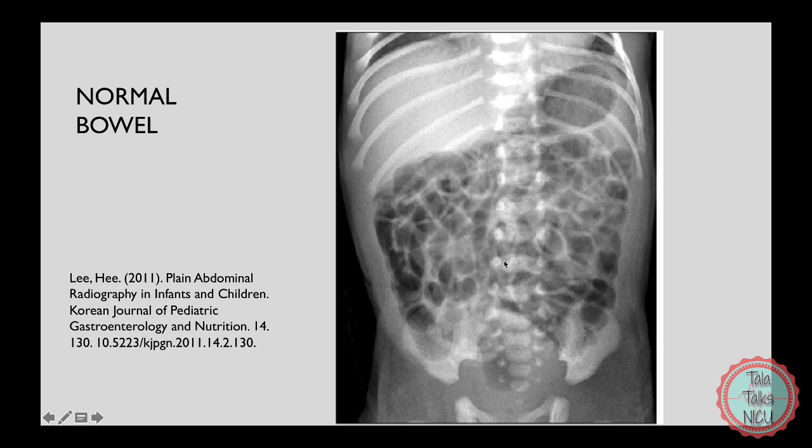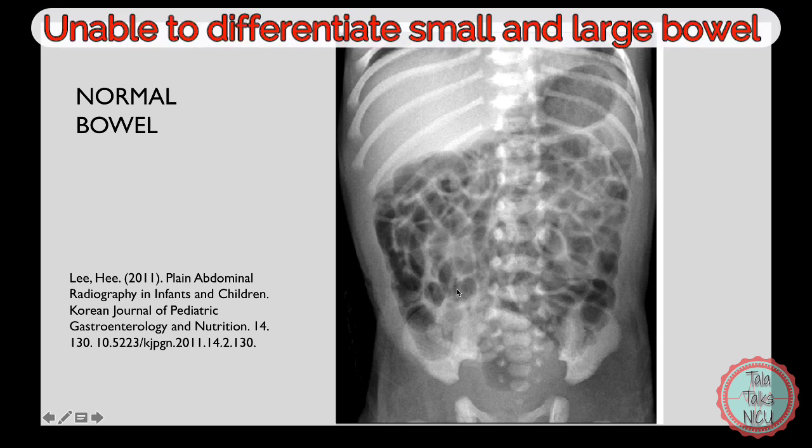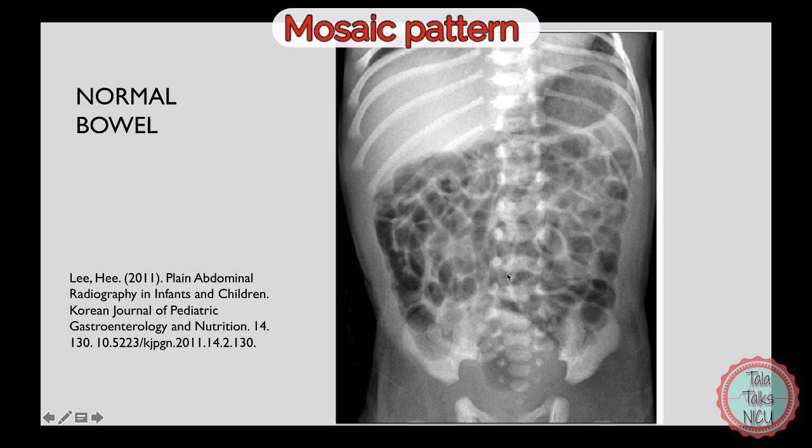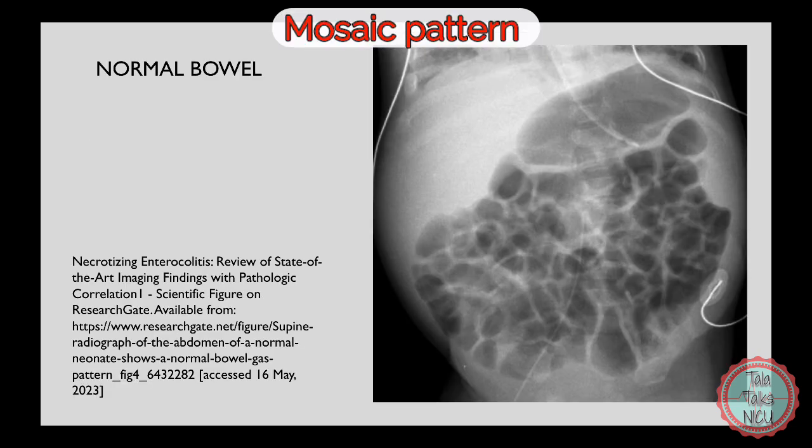As you can see, there is gas distributed throughout the small and large bowel, and you can't really tell where the small bowel ends and the large bowel begins. They look very similar. Each loop is pushing into an adjacent loop, giving the overall picture of a mosaic appearance. You can see that none of the loops are super round or elongated. They all look kind of roughly the same size. Learn this really well before we go into what X-rays of NEC and obstructions look like.